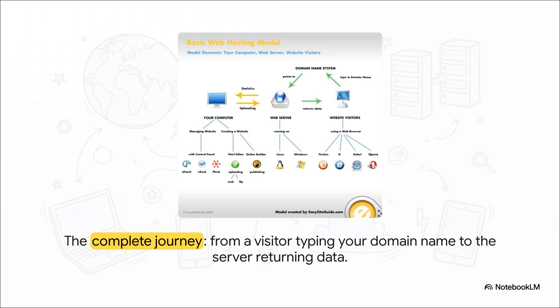A visitor types your domain name into their browser. Their computer instantly asks the DNS, hey, what's the real address? The DNS gives back the IP number. The browser then sends a request straight to that IP address, which finds your server. Your server then grabs all your website files, the HTML, the images, the whole shebang, and sends them all back to the visitor's browser. And finally, the browser pieces it all together to display your beautiful web page. And the craziest part? All of this happens in like the blink of an eye.